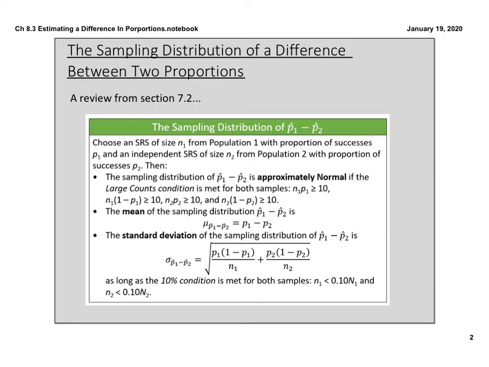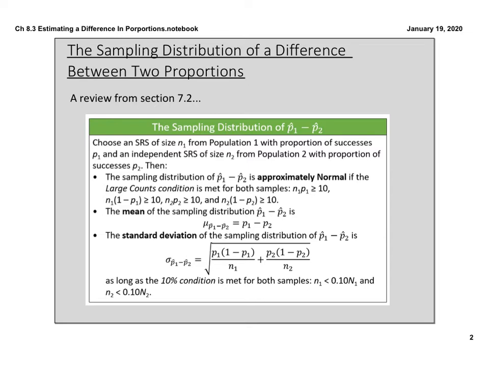This little box right here comes from section 7.2. We talked about how to combine proportions. We added them and we also subtracted them. So we're looking at subtraction of proportions. We're looking at a difference of proportions in this section and how we do a confidence interval of them.